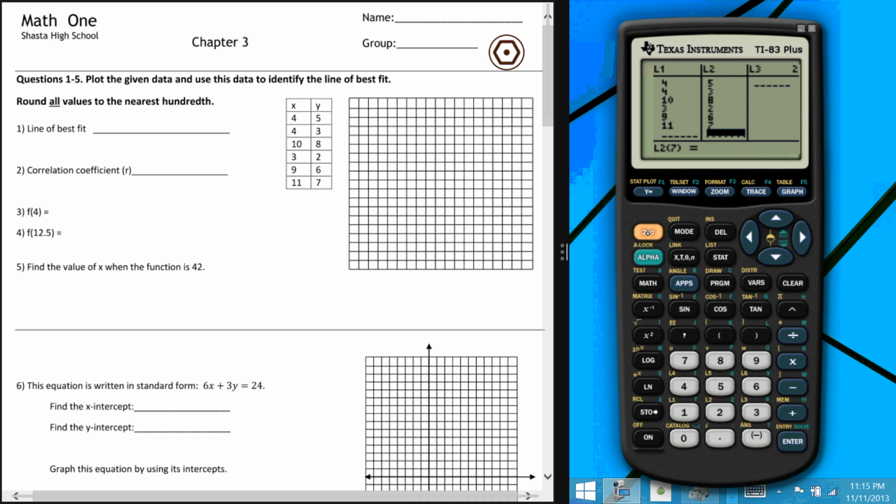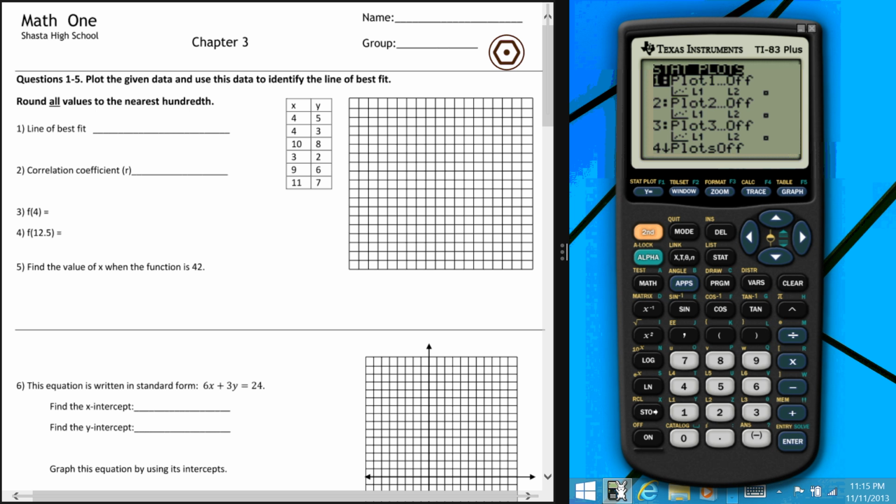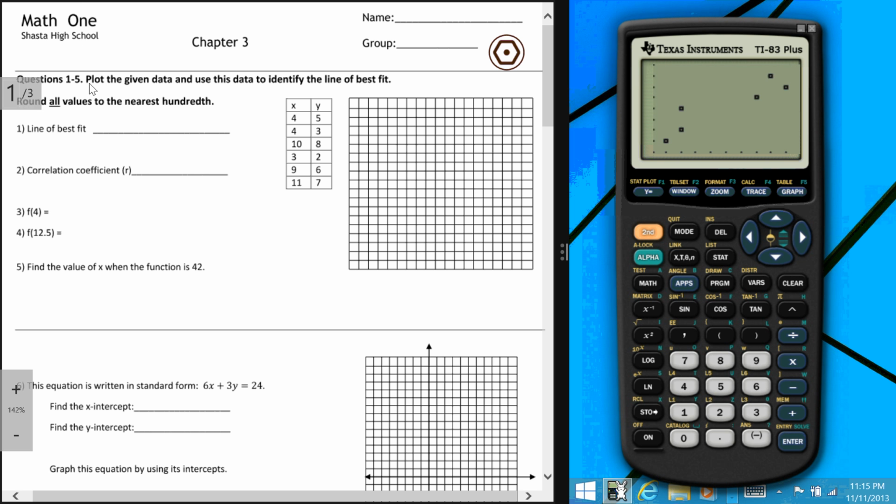Now that those are in there, I'm going to verify that my stat plot is turned on. It's not, so I'm going to go to stat plot, turn on. With the statistics plot turned on, I'm also going to ask my calculator to zoom statistics, so choice 9, zoom stat. And there's the points. I can go through here and really carefully plot those points on the Cartesian coordinate plane.